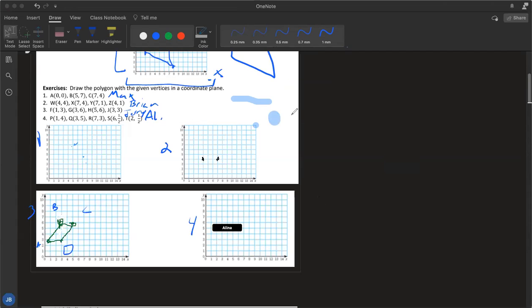Got to get it on this one still. There. You just have to make a little line. You can't make a dot. You have to draw it a little bit. Yeah, perfect. That looks great.